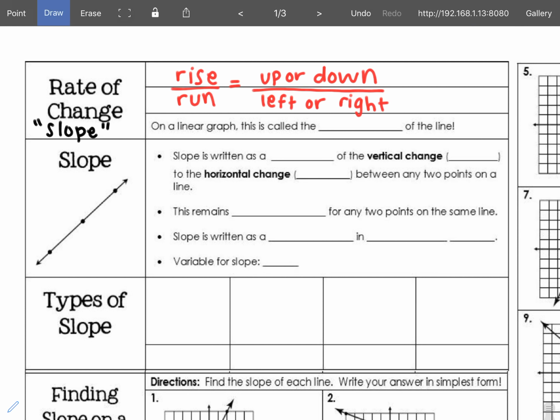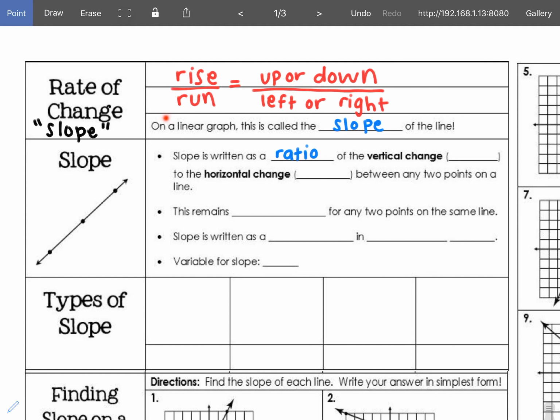So on a linear graph, this is called the slope of the line. Just like I said above, rate of change is the same thing as slope. So if you're given a graph, the rate of change or the slope, you find that by doing rise over run, which means you go up or down over you going left or right. Okay, so slope is written as a ratio. Now ratio is the same thing as a fraction. So slope is written as a fraction.